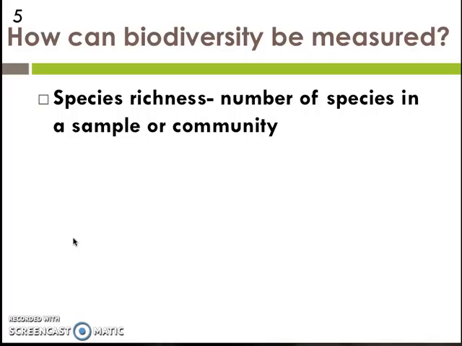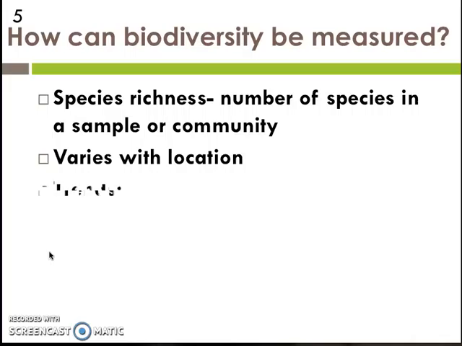But usually you'll look at a specific ecosystem or a community. So how many different species are in that one space that you're looking at would be the definition of species richness. So the more species there are, the greater the species richness. The fewer species there are in an area, the less species richness. And this varies with location. So different ecosystems have different species richness. And that has to do with the abiotic factors there and the biotic factors there.